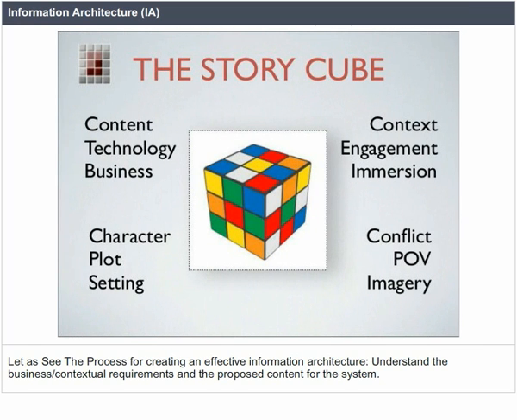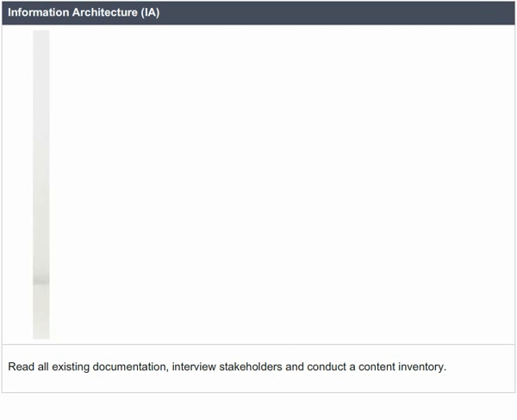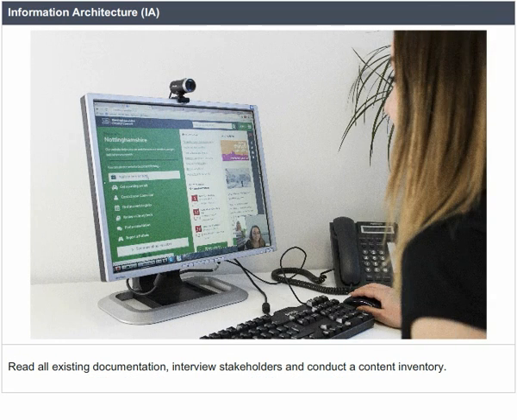Let us see the process for creating an effective information architecture. Understand the business or contextual requirements and the proposed content for the system. Read all existing documentation. Interview stakeholders and conduct a content inventory.